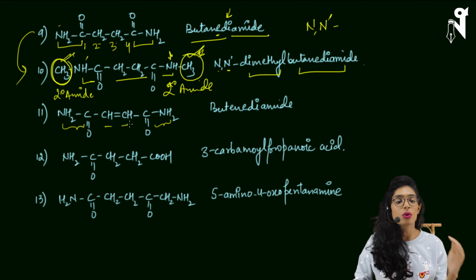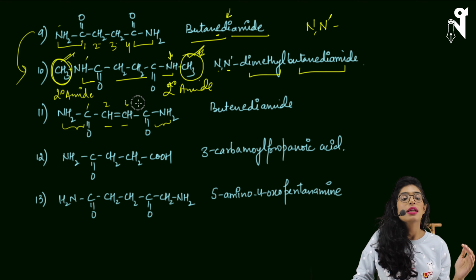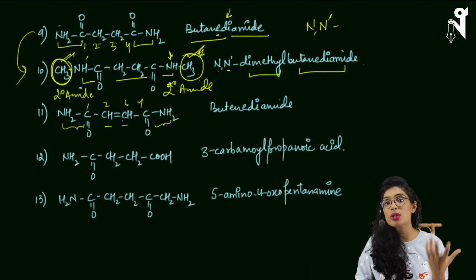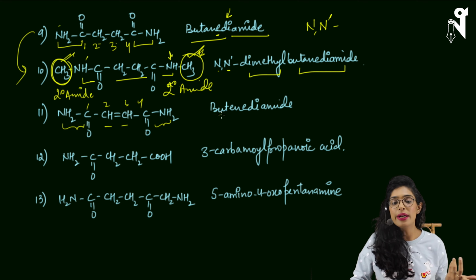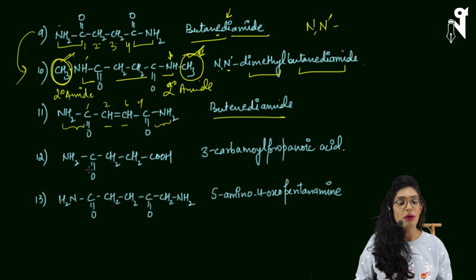Simple question. Total number of carbons: 1, 2, 3, 4. There is a double bond in between, so instead of butane, it will be butene diamide. That's all. Next compound, very quickly: we have a CONH2 group, CH2CH2, and then COOH, so a carboxylic acid group.